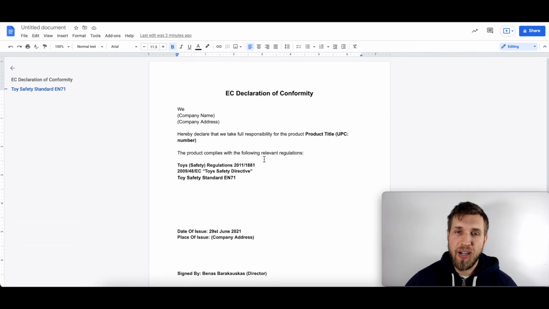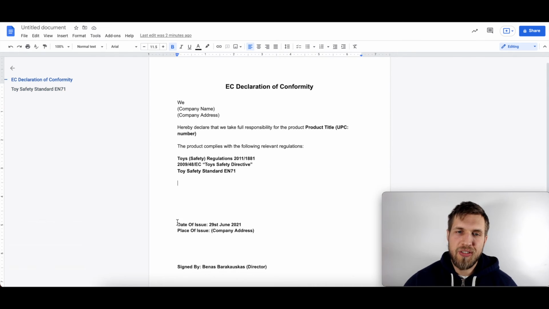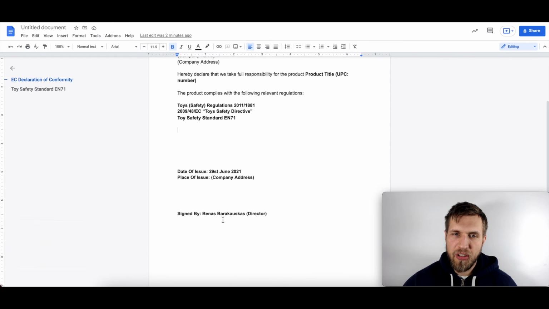I personally have tried it just to add this one because I have no interest in selling in the EU anymore. However, they still ask for these two as well. After, you need to include the date of issue, which is the 29th of June at the moment, and the place of issue as well, where you would include the company address once again. And last but not least, you're then going to have to put in your name and actually sign.